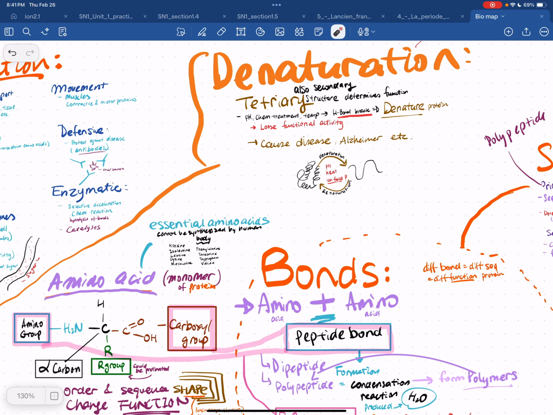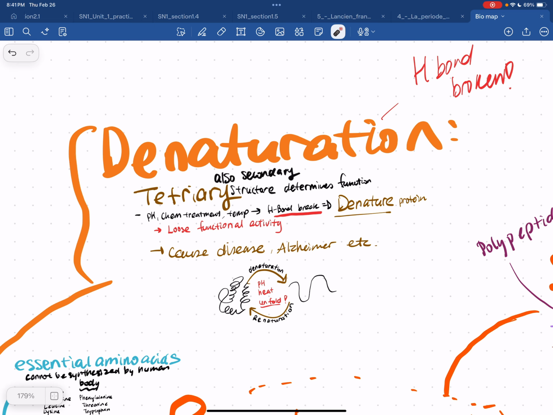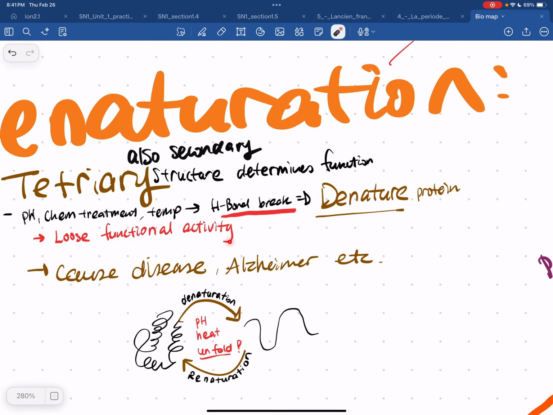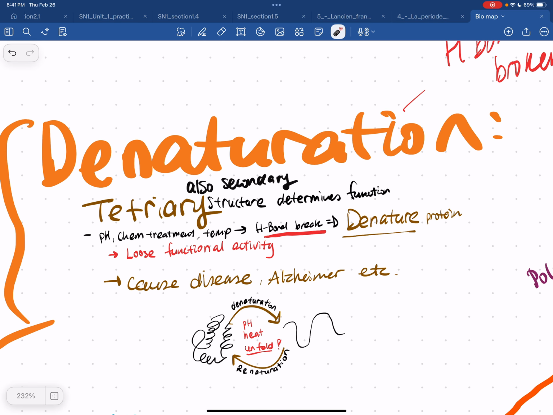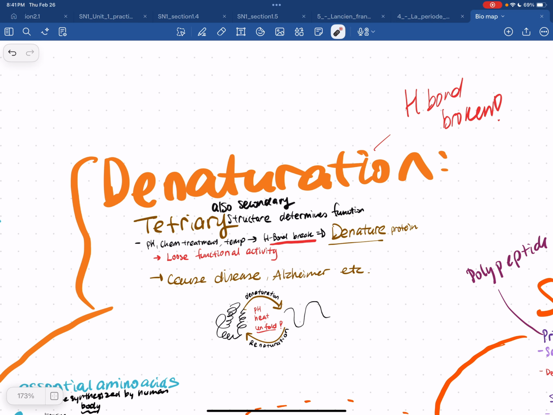So, the denaturation happens to the tertiary structure, but also secondary, but mainly tertiary. They will actually break them down all the way, unfold them all the way to the chain structure, the primary structure. They will lose the functional activity and cause disease such as Alzheimer's, done by denaturation of these proteins. And the denaturation can be caused by pH or temperature or the chemical substance around them.